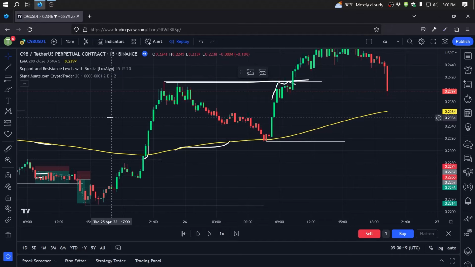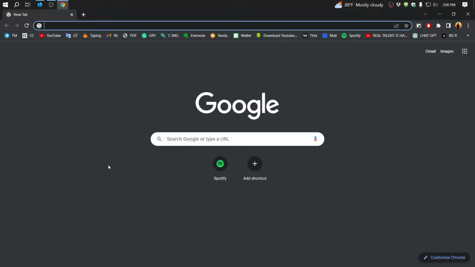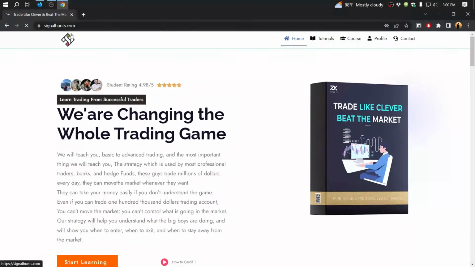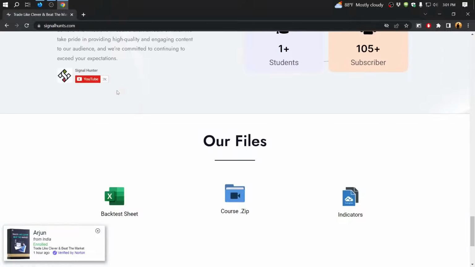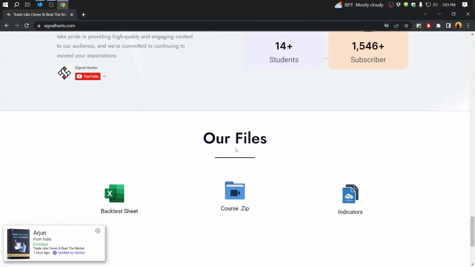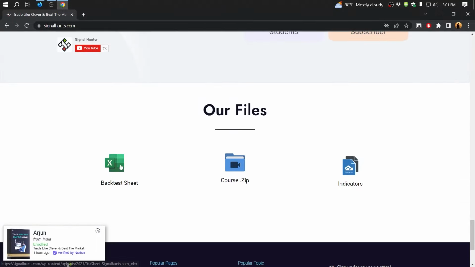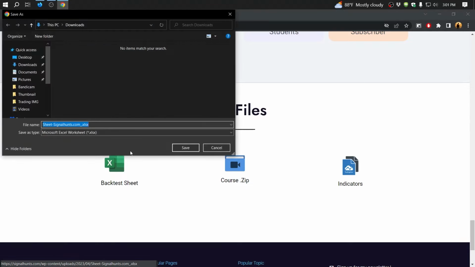So now I want to backtest this strategy in front of you to see if, at the end of the day, this strategy is really profitable or not. For backtesting this strategy, we need the backtest sheet. You will get the backtest sheet from our website signalhunts.com. From here you have to scroll down, and in our file section you will get the backtest sheet. Also I will provide the backtest sheet link in my video description, and simply download the sheet.